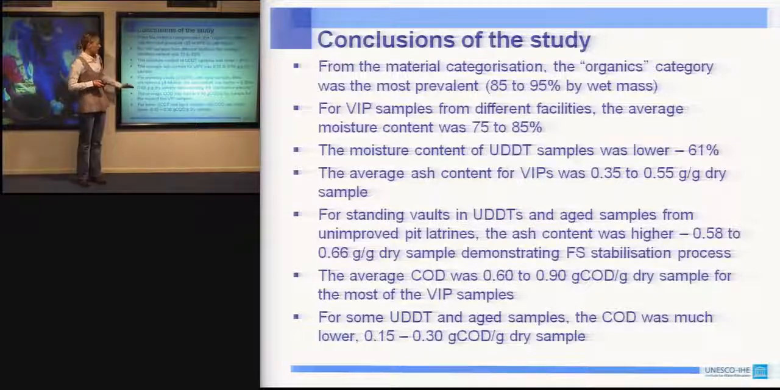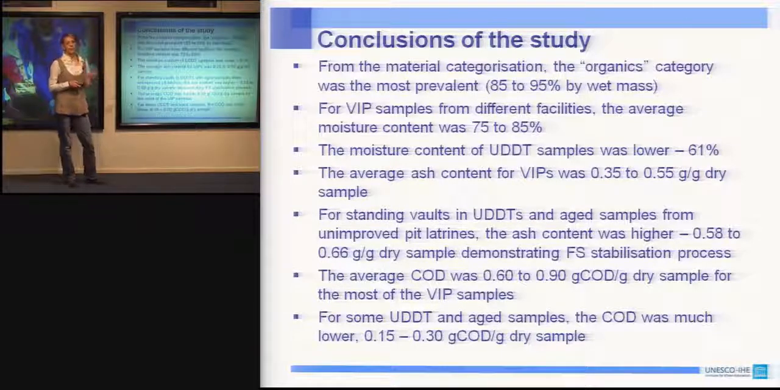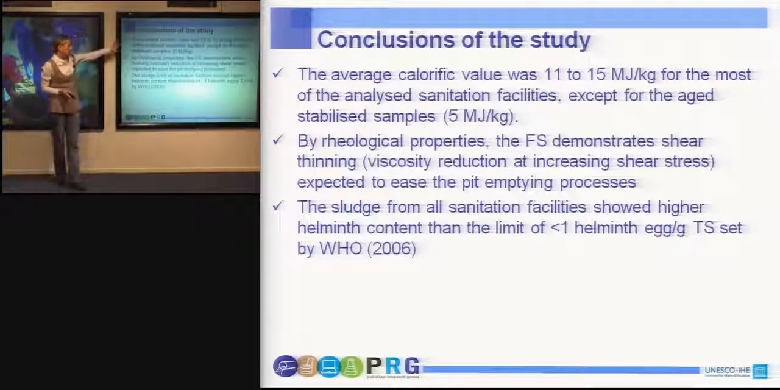So the conclusions of the study, we've already passed through. Most of the information just shows 75 to 85% moisture content for all the VIP samples, 61% for urine diversion toilets. The average calorific value was between 11 to 15 megajoules per kilogram. What we said for the aged samples was just 5.